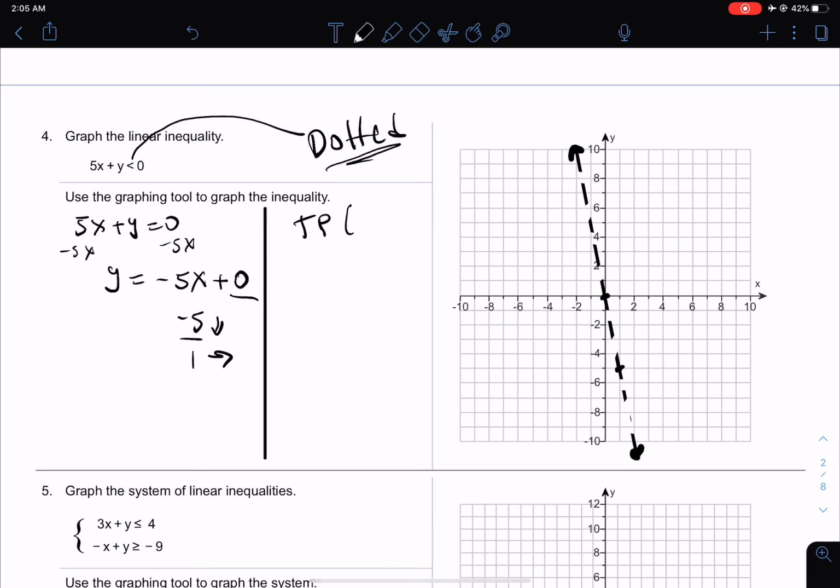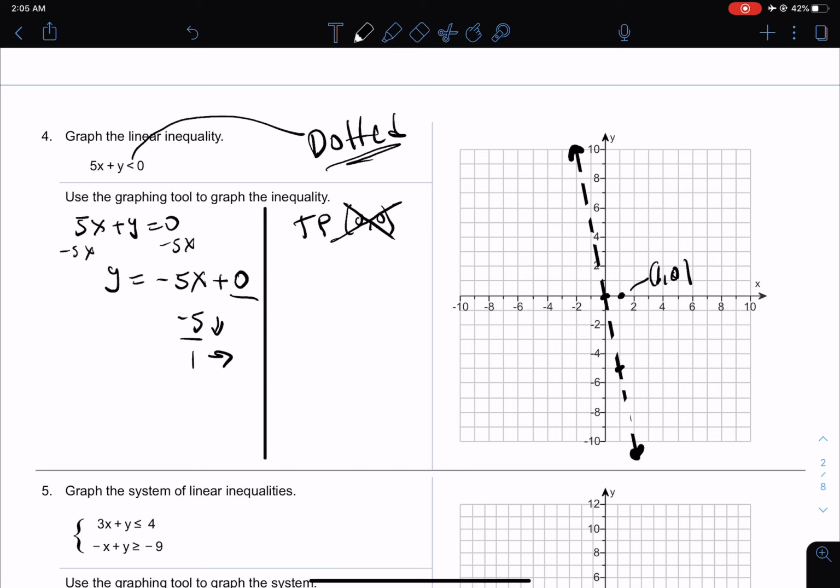I get to pick any test point I want. Now, normally we pick 0, 0 because it's so easy to work with. But 0, 0 is on the line, so it's not going to tell me which side to shade on. So 0, 0 doesn't work. Pick any other point that's not on the line. And I think that one right there is not so bad either. That is 1, 0. You could pick 1, 1 or negative 1, 0 or negative 2. It doesn't matter, but I picked something that had easy numbers to work with.